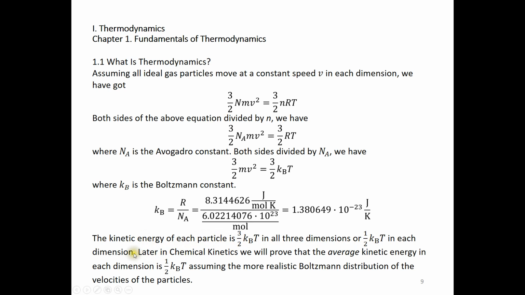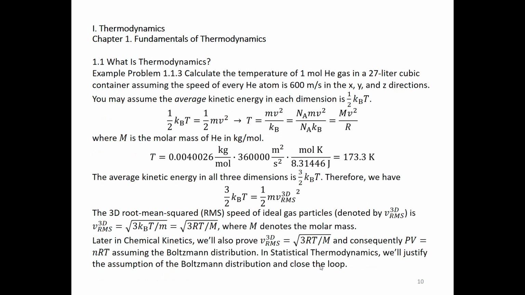each dimension. Later in chemical kinetics, we can prove the average kinetic energy is 1/2 kBT by assuming a more realistic Boltzmann distribution of velocities. So in this Boltzmann distribution, the particles do not have to have the same speed. They can have a wide range of speed in each direction.